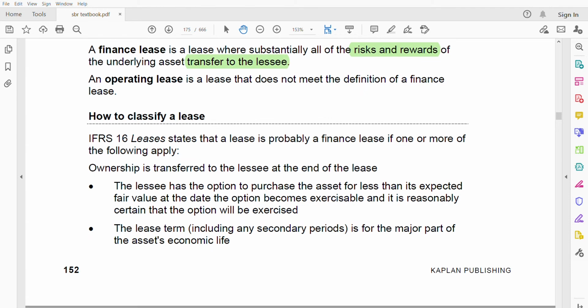Now, to classify something as finance lease, IFRS 16 says that a lease is probably a finance lease if one or more of the following apply. Even if one applies, it is a finance lease. More than one could also apply. So all these points are to classify it as a finance lease. First, ownership is transferred to the lessee at the end of the lease. So the main thing is ownership. This is transferred to the lessee at the end of the lease. That is known as a finance lease.